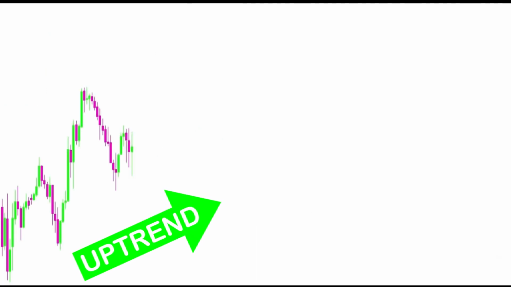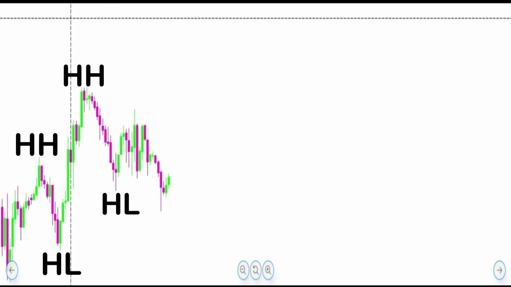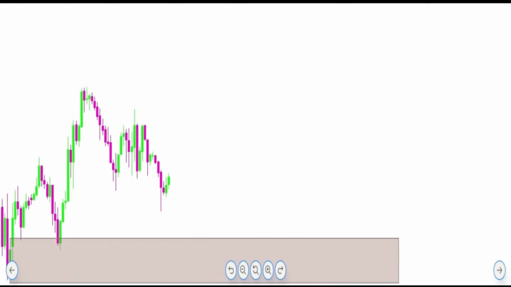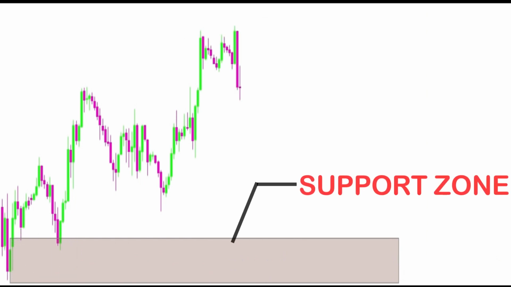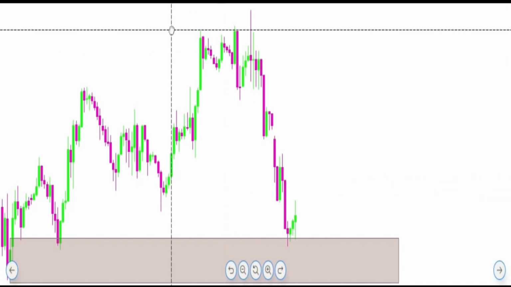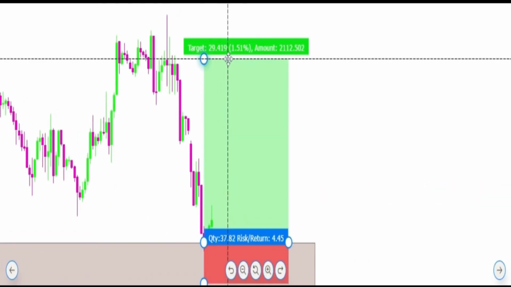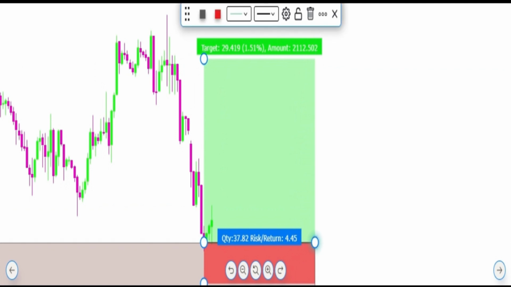So, as you can see here, the market is in an uptrend as it is making higher highs and higher lows. We can see that the price went to the upside after reaching this zone twice. And thus, we can say that this is a support zone as it provided support to the price 2 times before. Which is why there is a higher probability of price going upwards after returning to the zone.